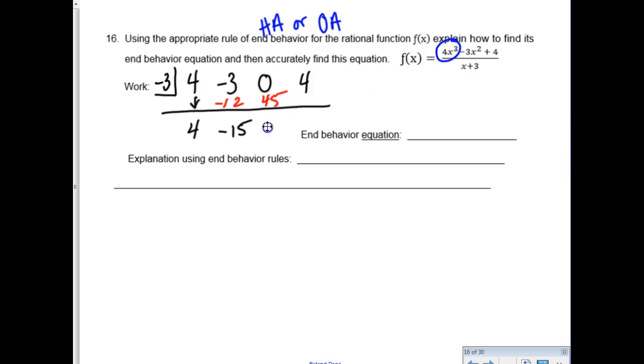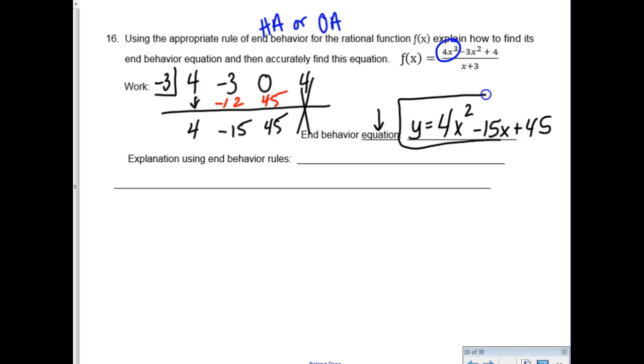So then we have positive 45. And then I'm not even going to bother to do that step because I don't care what the remainder is. But you do have to remember that the end behavior equation means that it's the equation. You can either say f of x or y equals 4x squared minus 15x plus 45, because we're doing x to the third divided by x. So you will not get full credit if you don't write that as an equation.